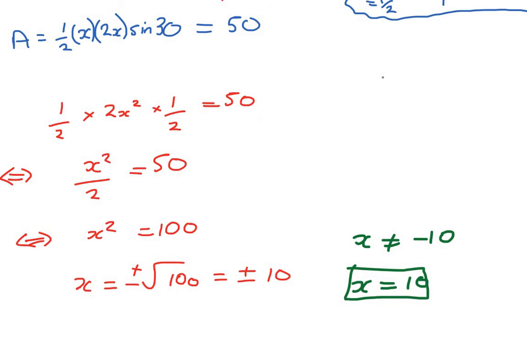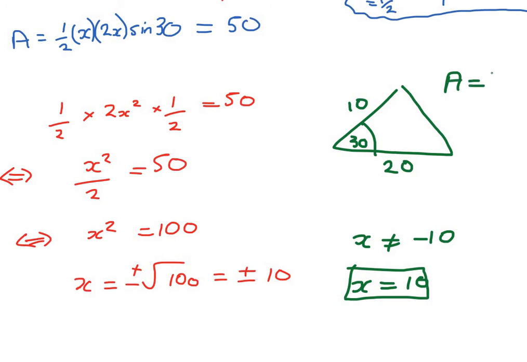So there we go. Our triangle then is 10. Remember this side was 2x, so this side is 20. And this side is 30. And this is the triangle such that the area is 50 centimeters squared. Yeah, and maybe I should write x is 10 centimeters. Okay, so that's the power of this formula. Half AB sine C, and we found the side is 10 centimeters there.